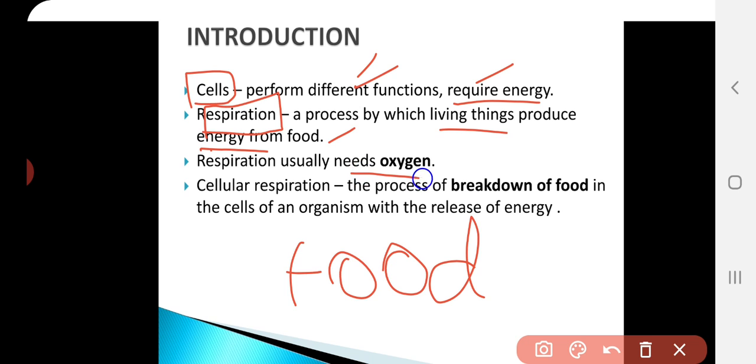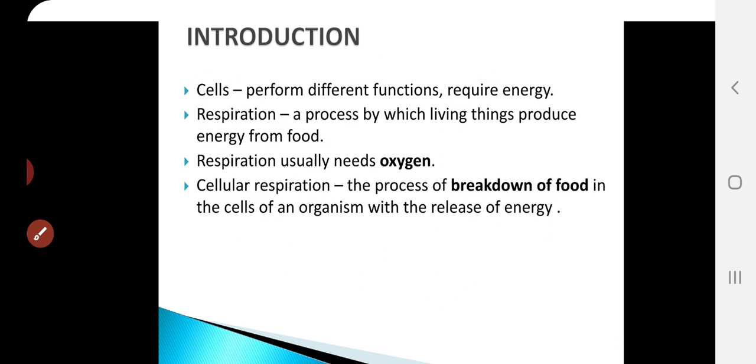Respiration usually needs oxygen. So under the condition of oxygen, the food is broken down to release energy. Next we are going to discuss cellular respiration. Cellular respiration is nothing but the respiration which takes place in the cell. The process of breakdown of food in the cell of an organism with release of energy is called cellular respiration.